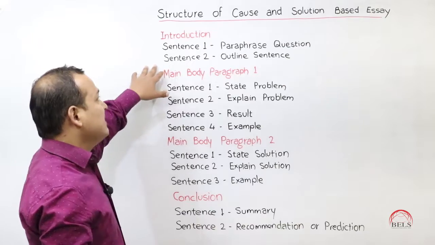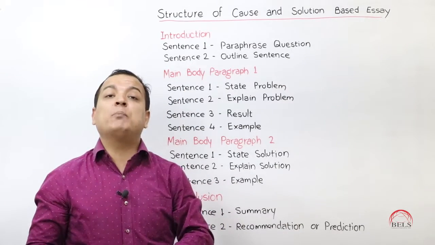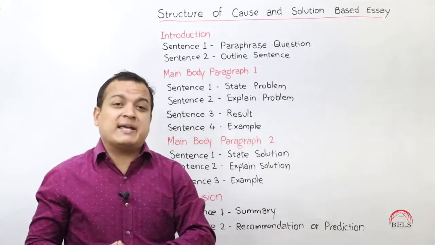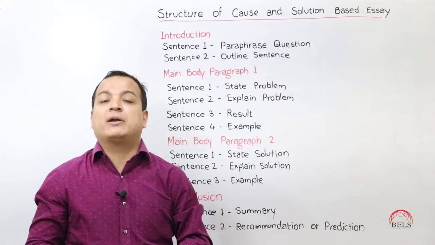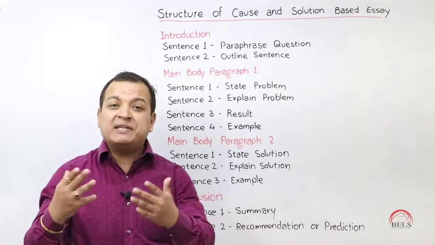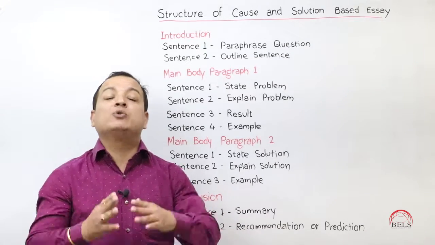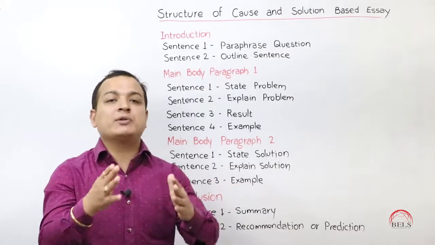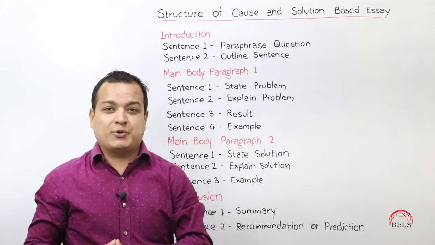And for the second sentence, you'll be using an outline sentence. That means you'll be giving what this essay will do, that you have to mention there. Like this essay will illustrate the causes and solutions of that. It will be easy for the examiner to understand that yes, you are on the point and your essay is going to discuss the cause and solution of that.